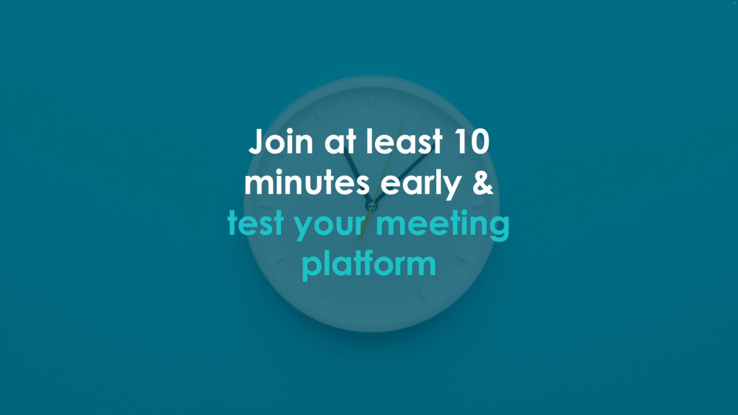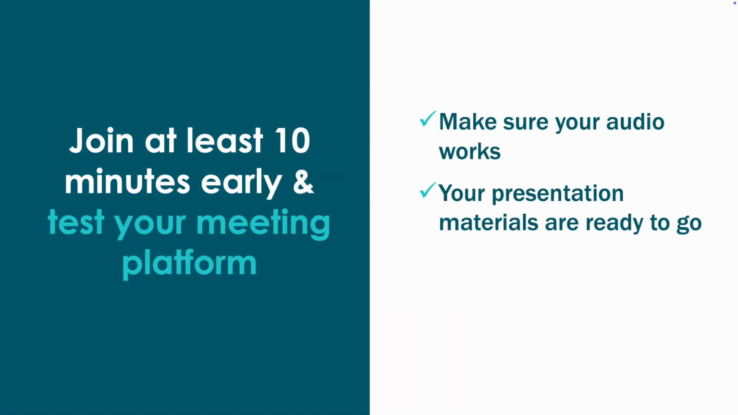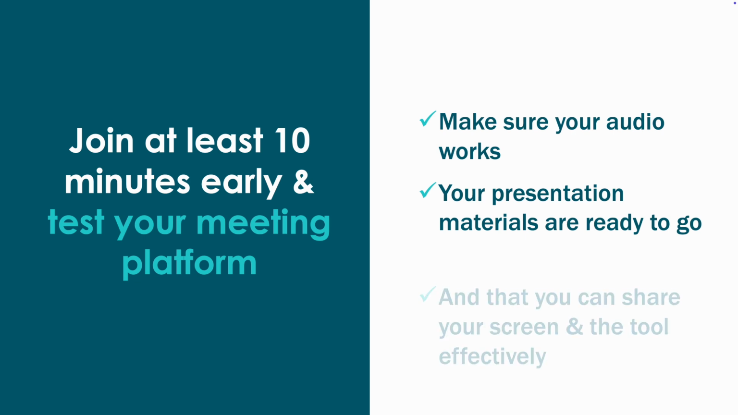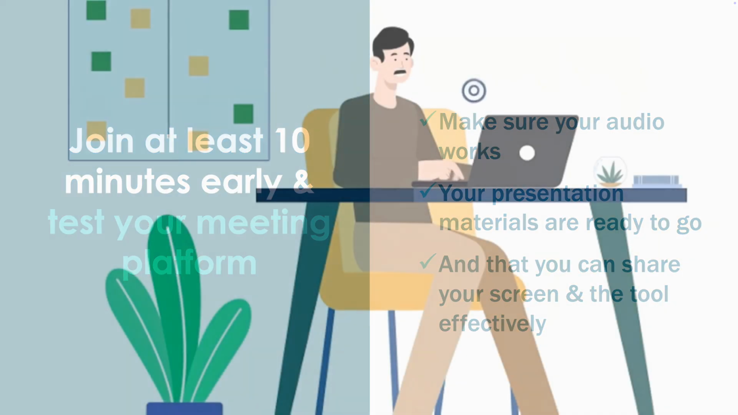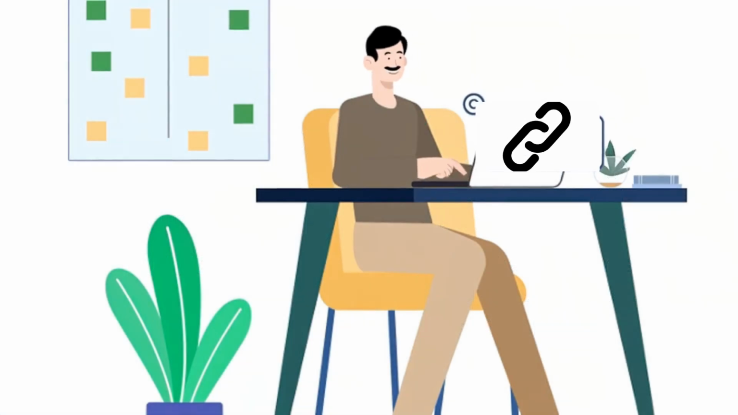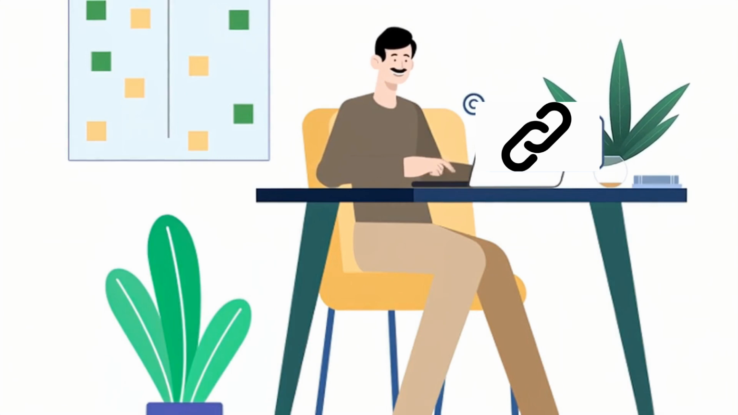So, test your meeting space early, join the call ahead of time, and check. Is the audio and video working? Are your presentation materials ready? Can you share your screen and access the tool smoothly? If participants need access to post their own topics, have the link ready to share in chat, and test it beforehand.